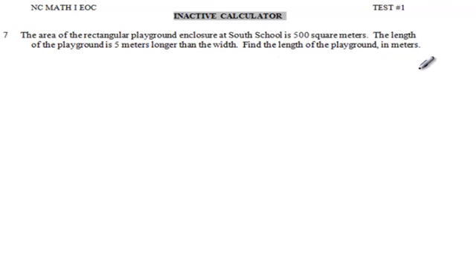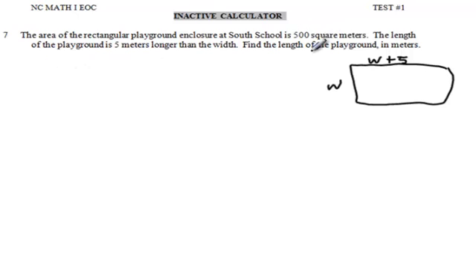So before I do anything, I'm just going to graph a rectangle in here. And it says the length of the playground is 5 meters longer than the width. So let's call this the width. And if this one is 5 meters longer, it's going to be W plus 5. Find the length of the playground.